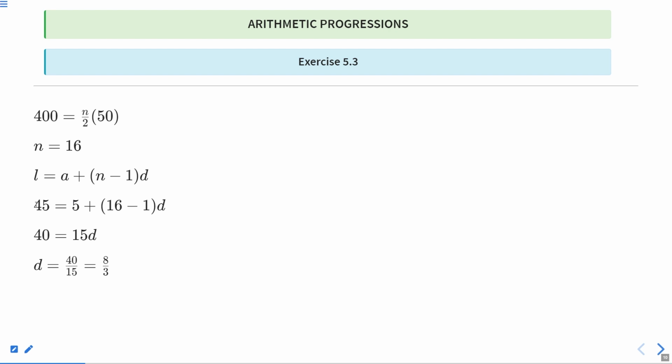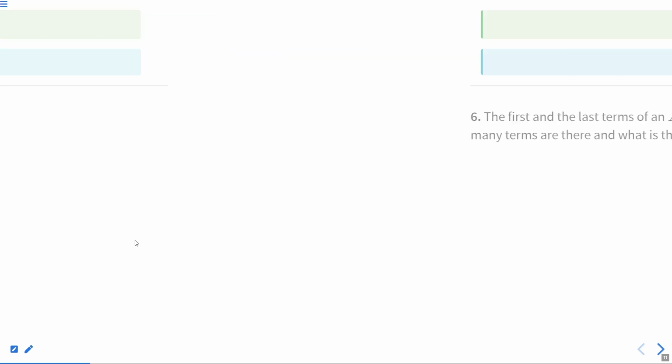It implies 45 is equal to 5 plus 16 minus 1 times d, and it implies 40 is equal to 15d. It implies d is equal to 40 by 15, that is equal to 8 by 3. So the common difference is 8 by 3.